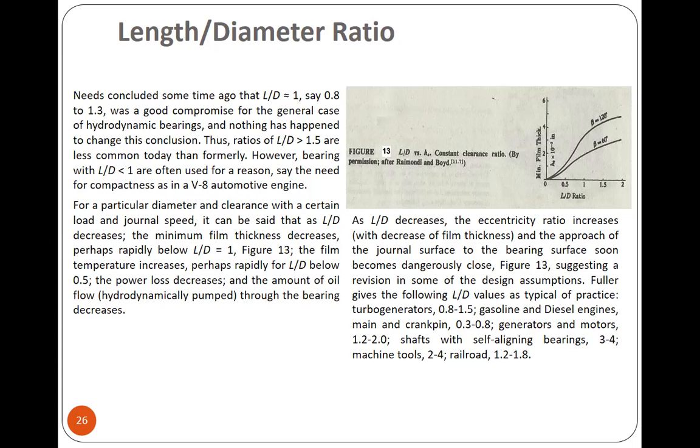Fuller gives the following L over D values as typical of practice. So, sa turbo generators, mayroong 0.8 to 1.5. Gasoline and diesel engines, main and crank pin is 0.3 to 0.8. Generators and motors, 1.2 to 2. Shafts with self-aligning bearing is 3 to 4. Machine tools is 2 to 4. Railroad is 1.2 to 1.8.